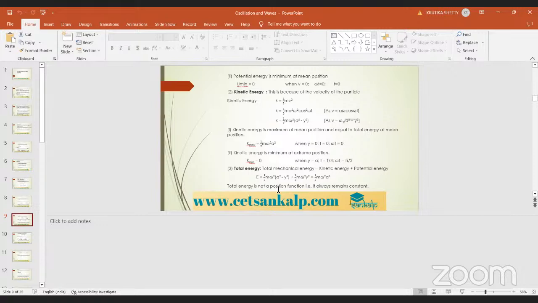Okay, the total energy is not a position function, it always remains constant. Why does it remain constant? Whatever potential energy is there gets converted into kinetic energy, and kinetic energy becomes potential energy. So for the total system, we can say the energy remains constant.